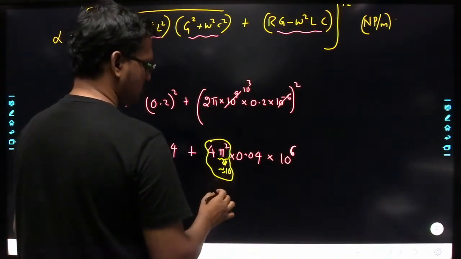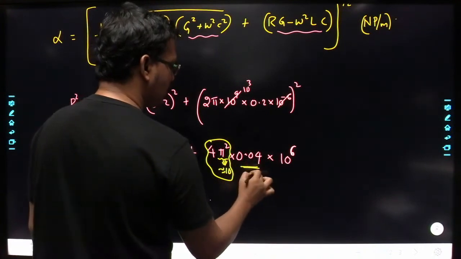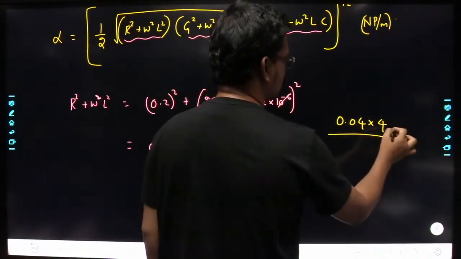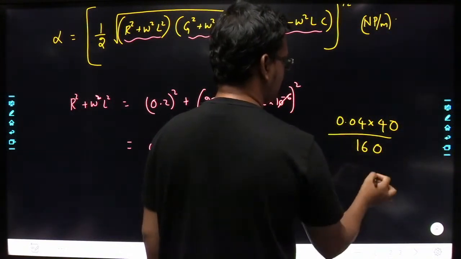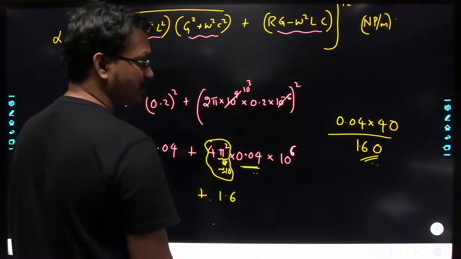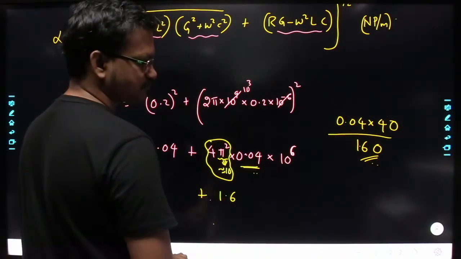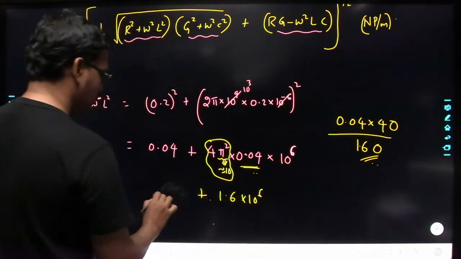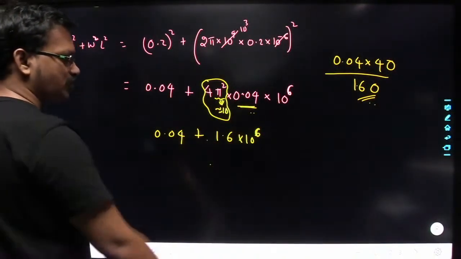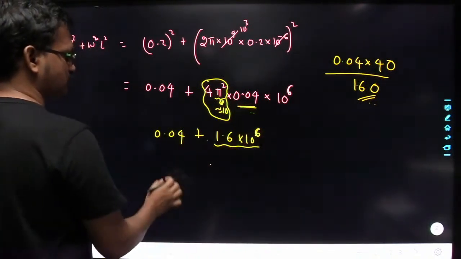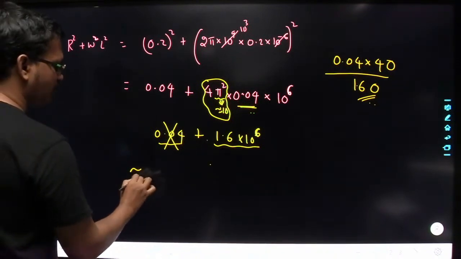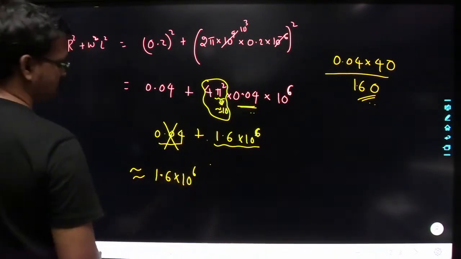So 40 into 0.04, how much do you get? You get 1.6, so 1.6 into 10 power 6. Here you are getting 0.04, so you can neglect this 0.04 compared to this value. 1.6 into 10 to the power of 6 is a very large value compared to 0.04. So this term is approximately equivalent to 1.6 into 10 to the power of 6.